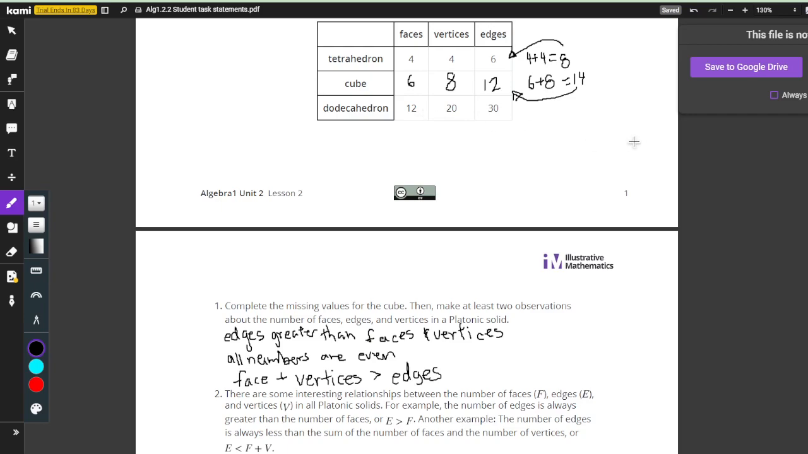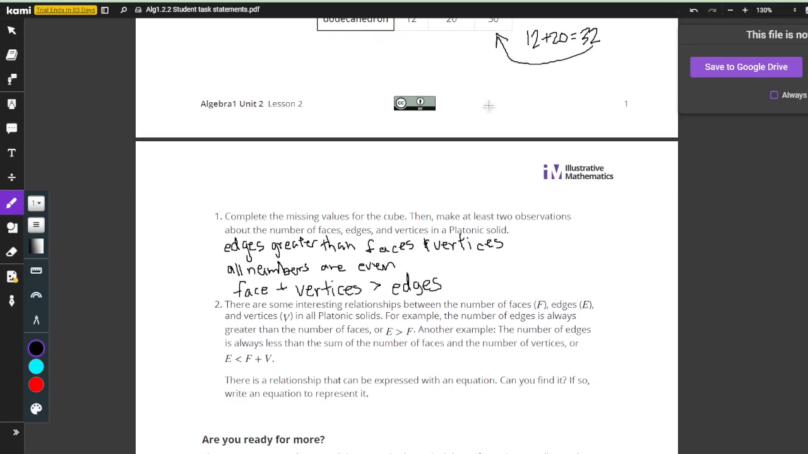Well, let's test the third one. See, third time's a charm, right? Let's do 12 plus 20. Oh my gosh. That gives me 32, which is again 2 less than the vertices. So we can set this into an equation, can't we? Don't we just take faces plus vertices and we subtract by 2, and that gives us the number of edges?